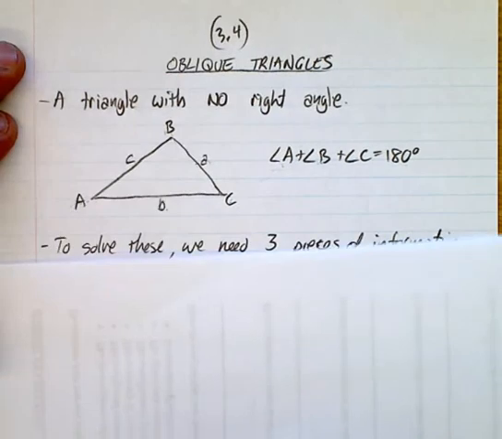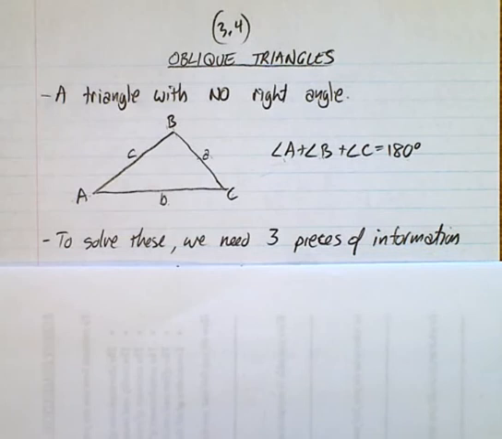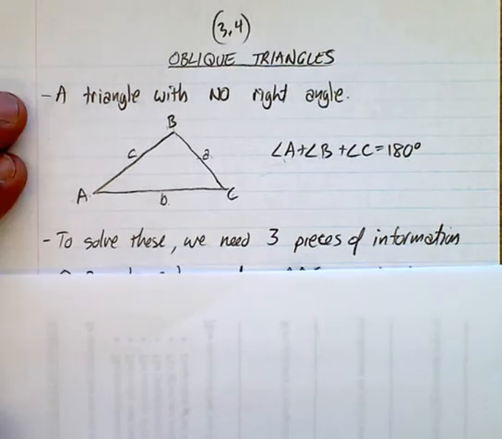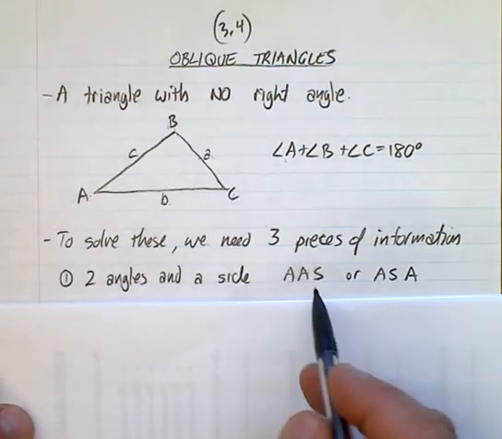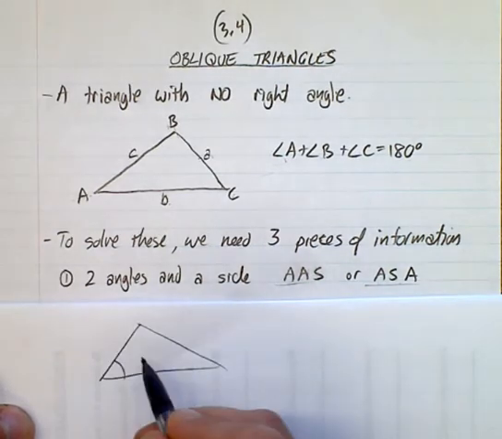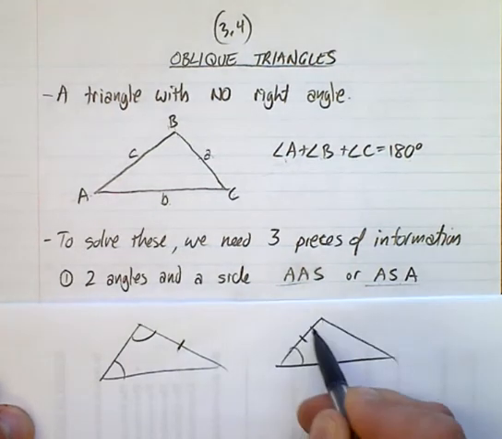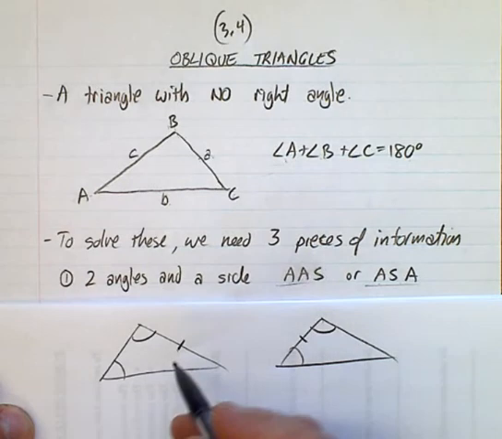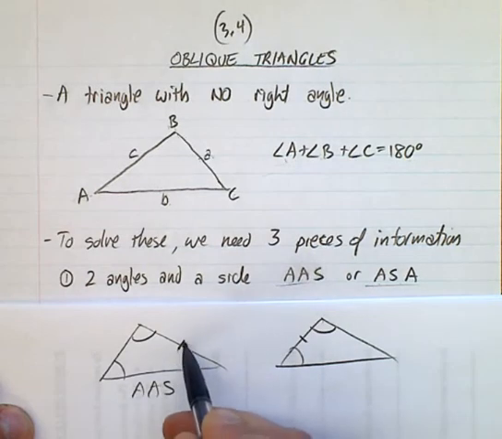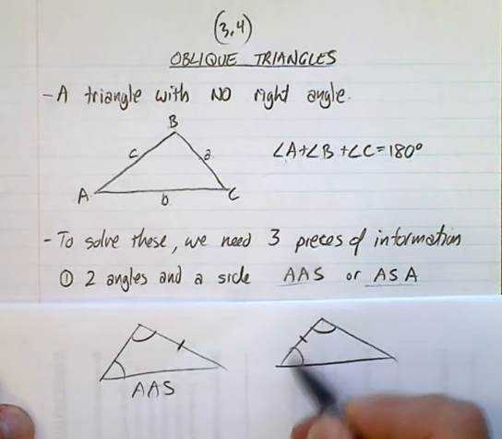Now, when we're solving triangles, we need three pieces of information. To solve them, sorry, it means that we're looking for all the angles and all the sides. It could be two angles and a side, and there are two different scenarios: angle, angle, side, and angle, side, angle. When the side is not between the angles, it's an AAS. If the side is sandwiched between the angles, it's an ASA.